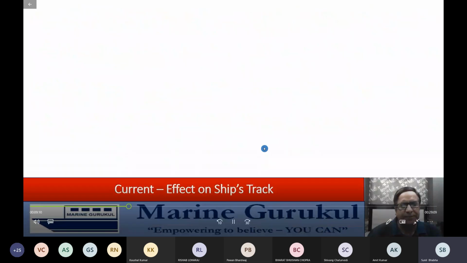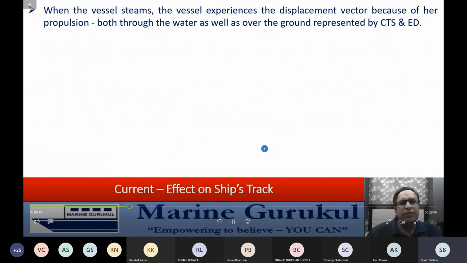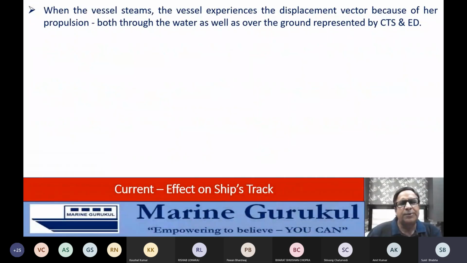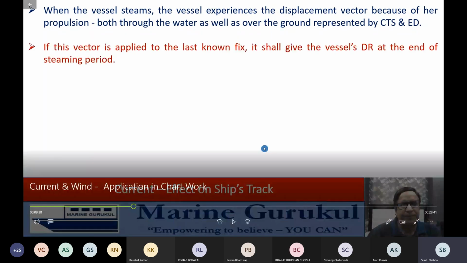Current on the ship's track. When the vessel steams, the vessel experiences a displacement vector because of her propulsion, and this displacement vector acts both through water as well as over the ground. And this displacement vector is represented by course to steer as its direction and engine distance as its magnitude. This is clear, beta, the first point? Yes, sir. Okay, let's move on to the second one.